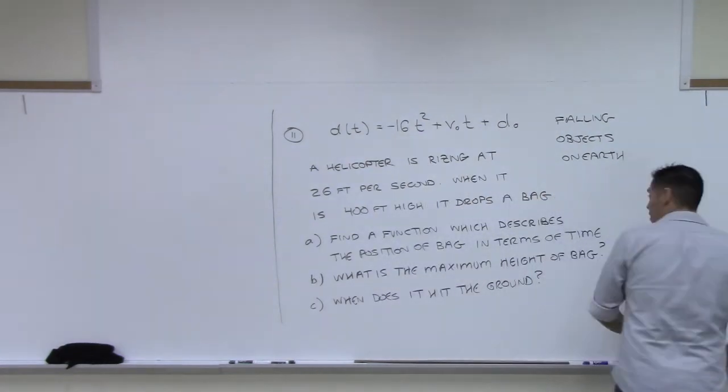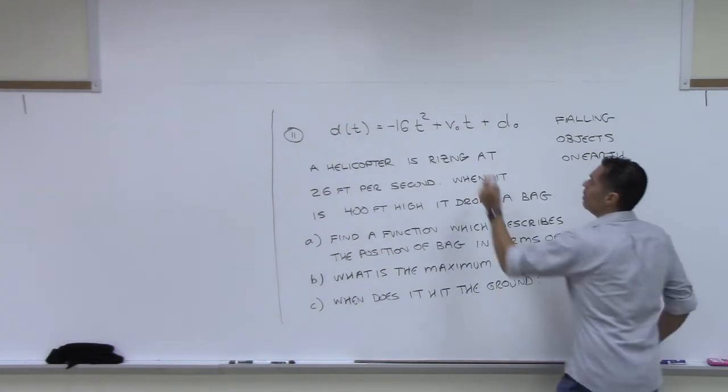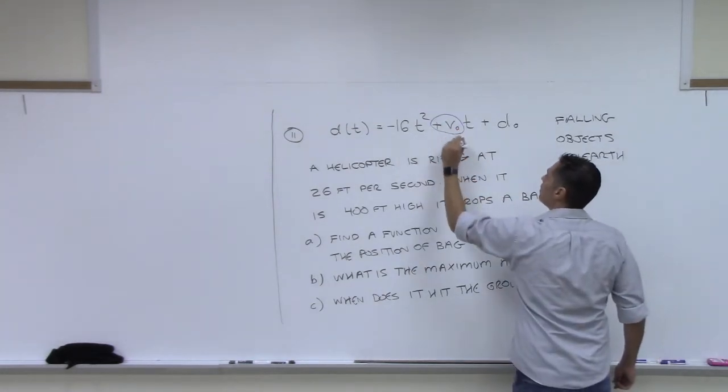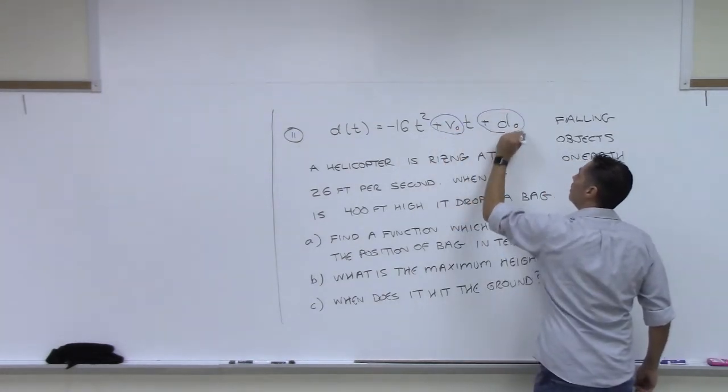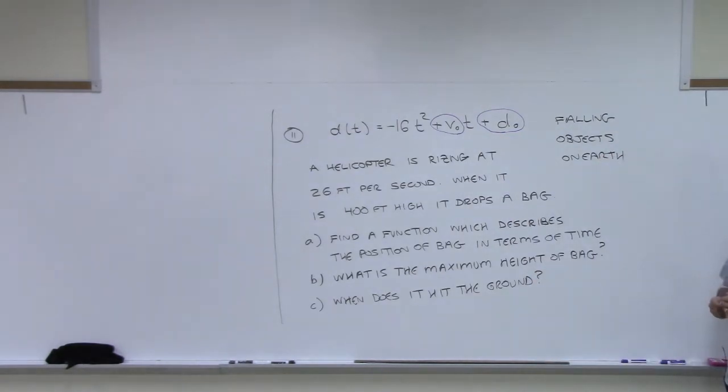So we're going to use this formula, and we just have to remember what the important numbers here are. V naught is something, and d naught. So do y'all remember what's what here? What v naught is and d naught?